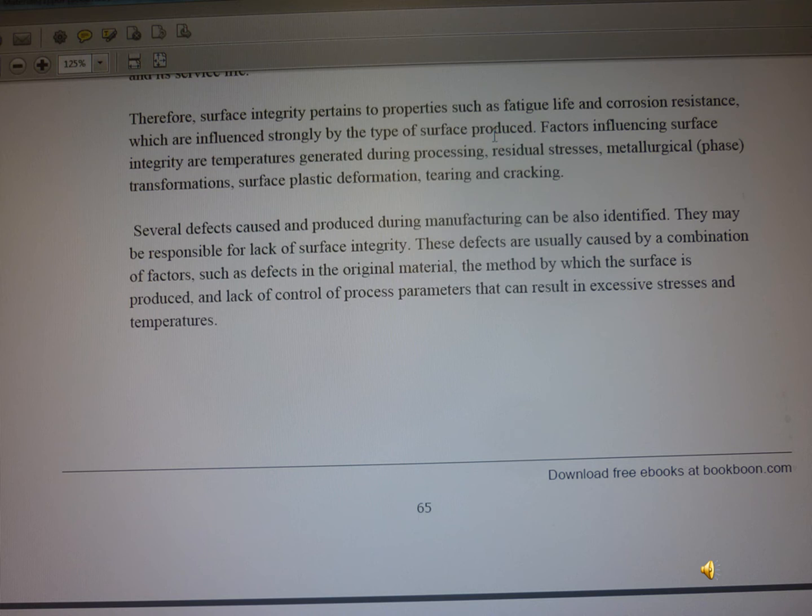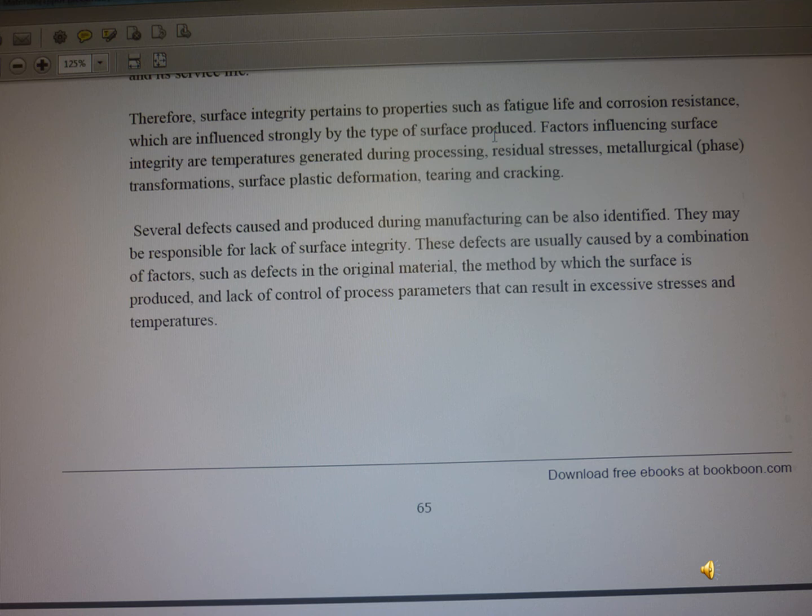The surface integrity properties, such as fatigue and corrosion resistance, are influenced strongly by the type of surface produced. The factors influencing surface integrity are the temperature generated during processing, residual stresses, metallurgical phase transformation, surface plastic deformation, tearing, and cracking. Surface defects caused and produced during manufacturing can also be identified. They may be responsible for the lack of surface integrity.